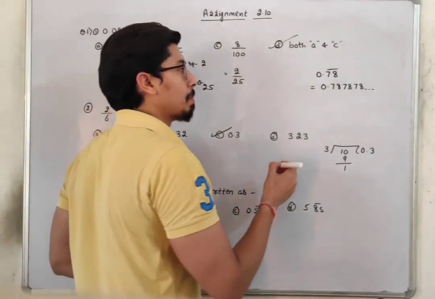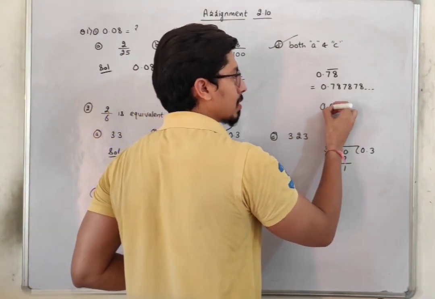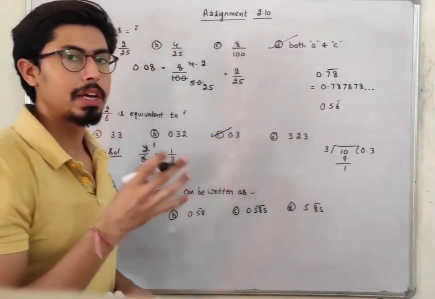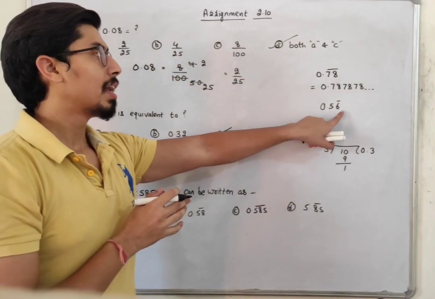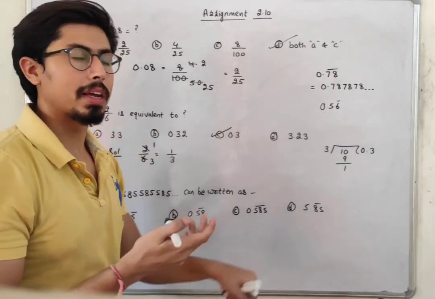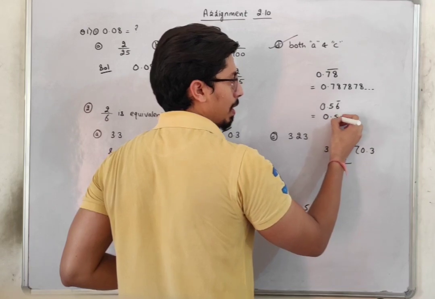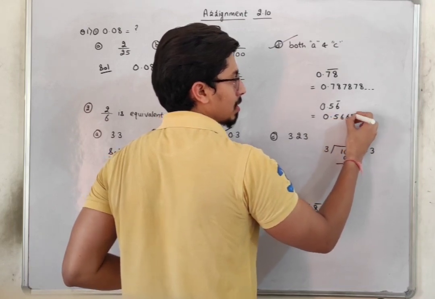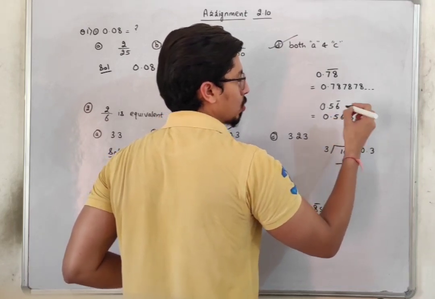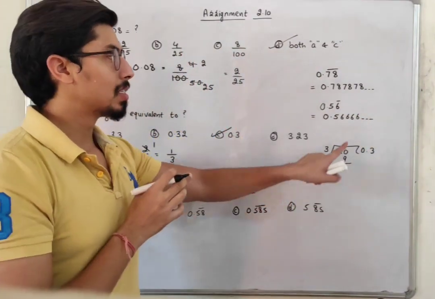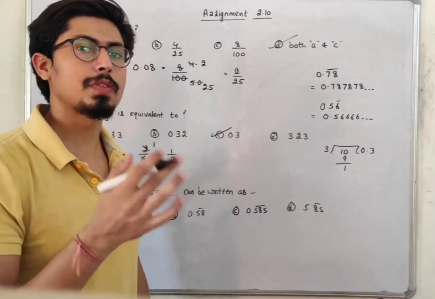Okay. For example, if I take 0.56 and the bar is on 6 only, that means 6 will get repeated. Okay. But 5 will be taken just one time. So it will be 0.5, 6, 6, 6, 6 and so on, students. Because the bar contains 6 only, that means 6 will get repeated.